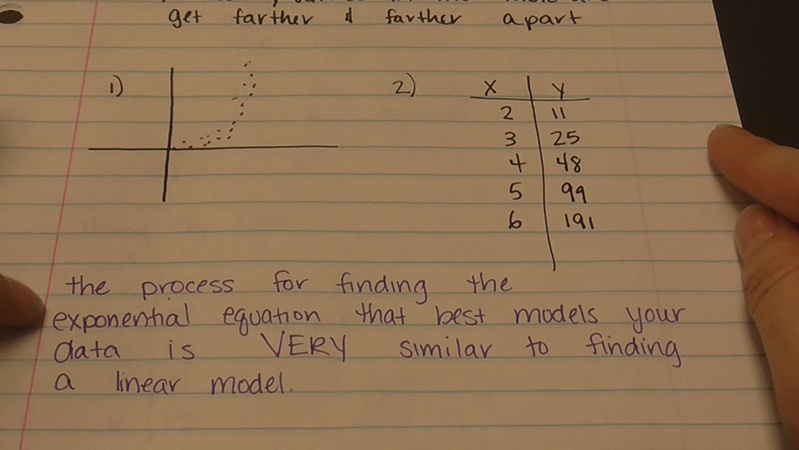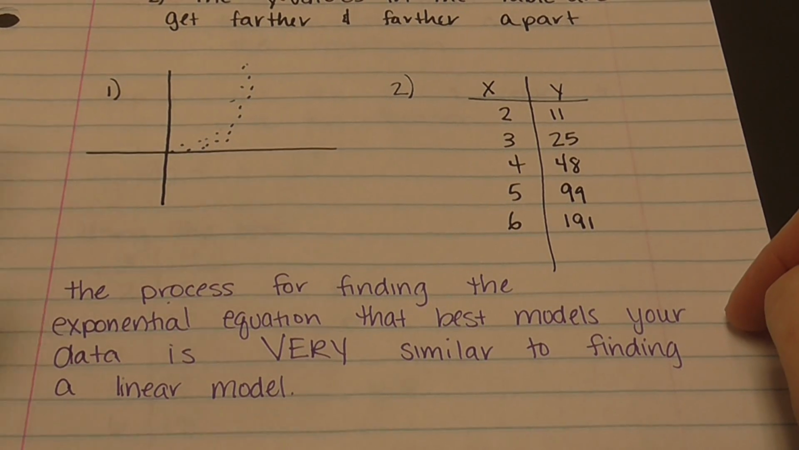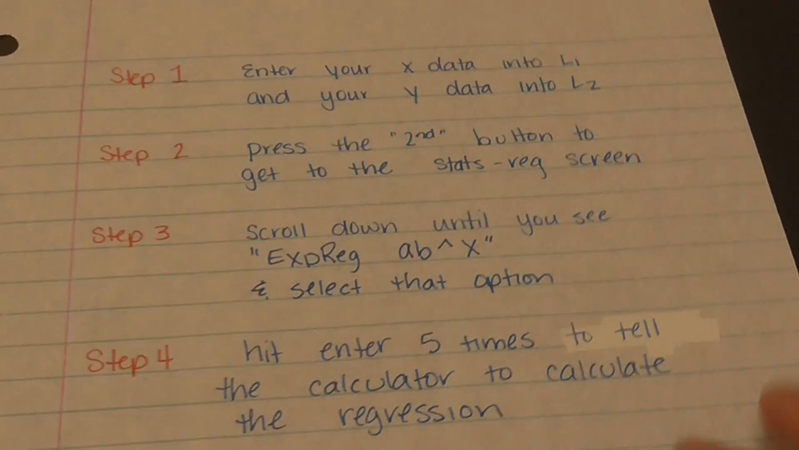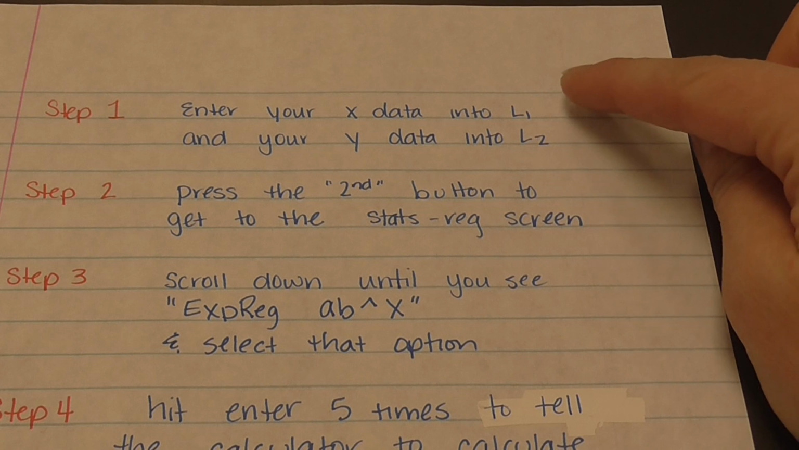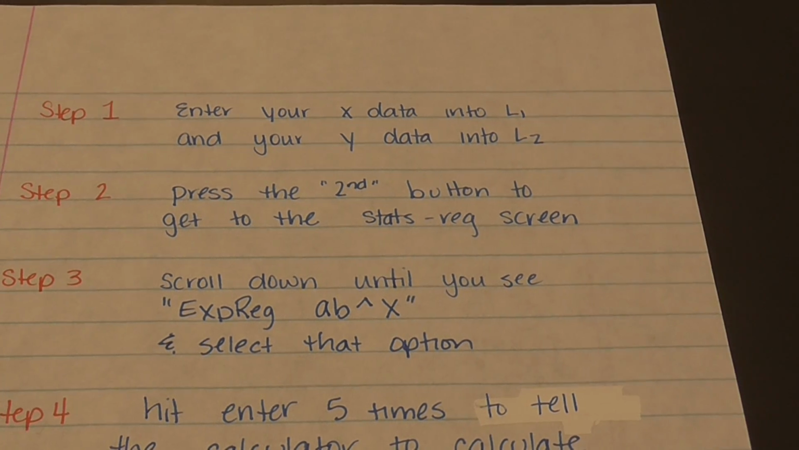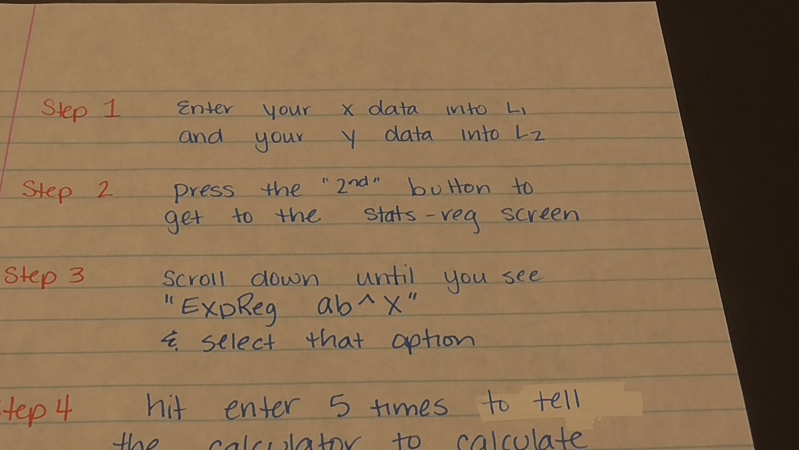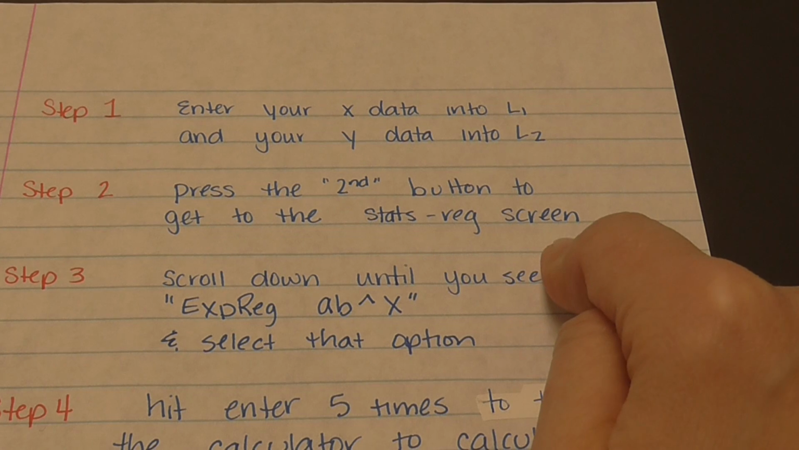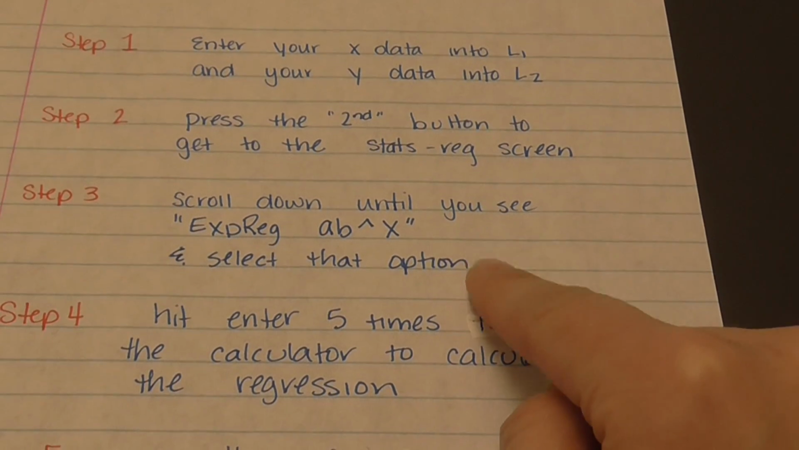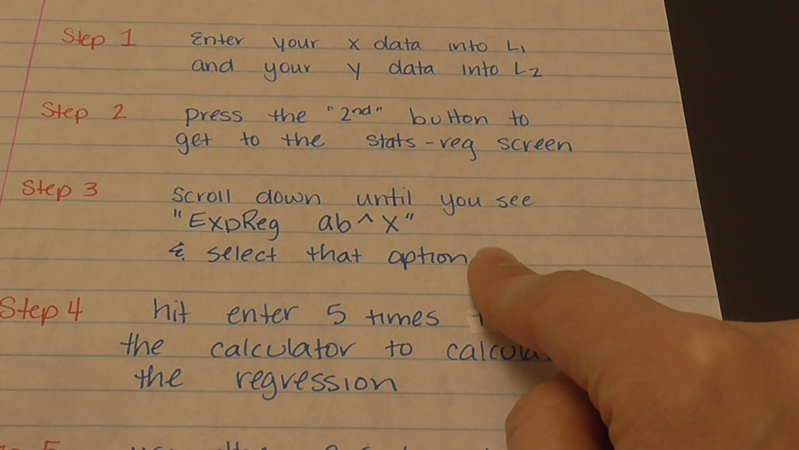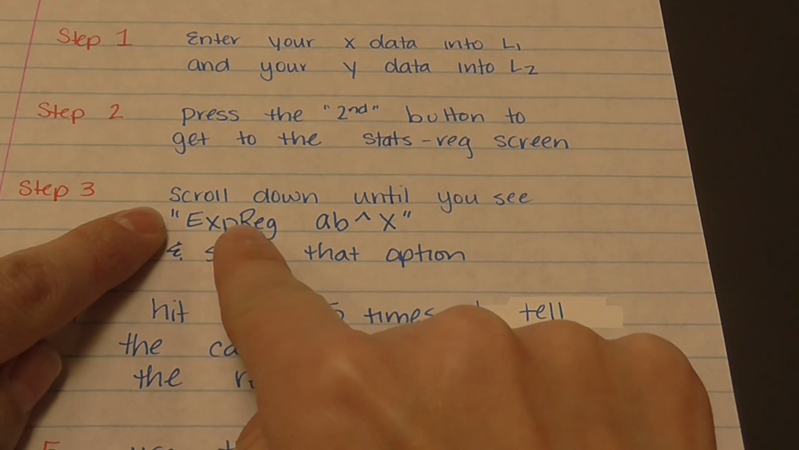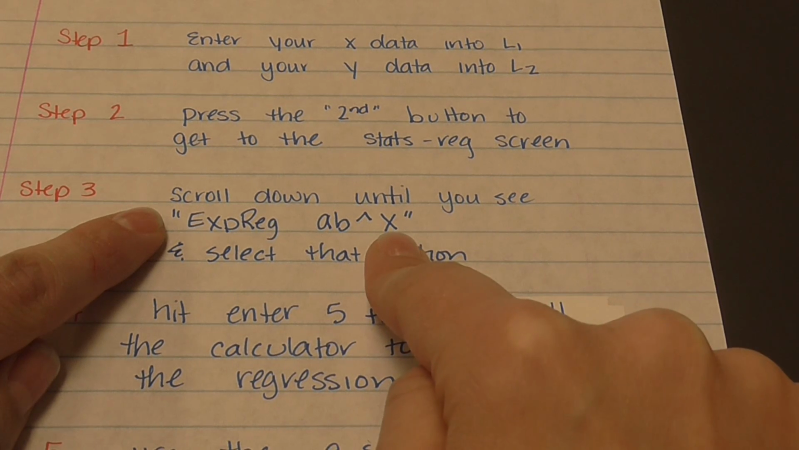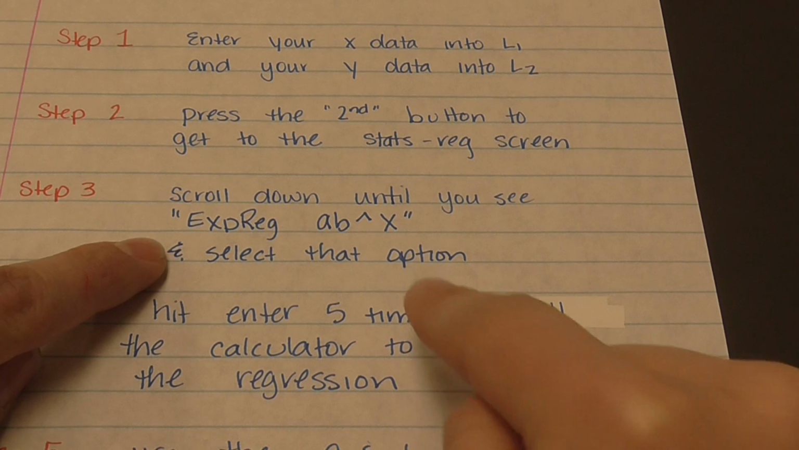All right, so the process of finding an exponential equation that best fits your data is very similar to doing a linear model. But I've outlined the steps for you so we have all the steps in one place. Step one, we're going to enter our x and y data into L1 and L2, just like we do the linear model. The second thing we're going to do is hit the second button and get to the stats regression screen, again just like we do the linear. This time though, instead of going to two variable statistics, we're going to scroll down till we see exp reg, AB to the x. It looks just like this. It's option number 9 on the TI-36X Pro, and we're going to select that option.